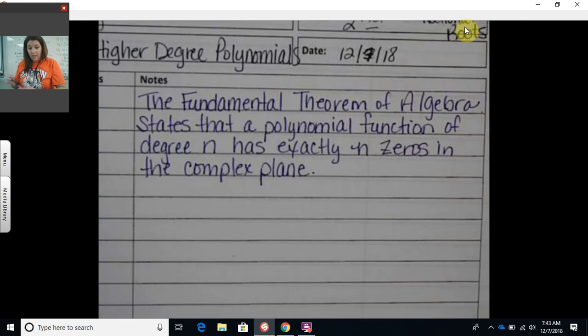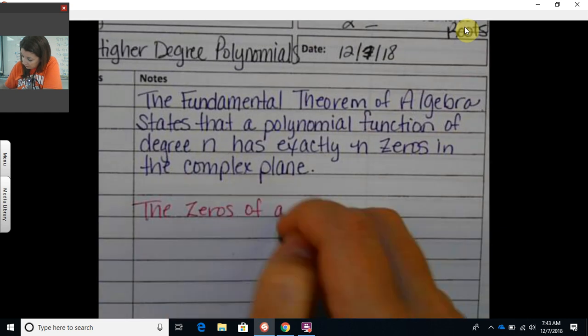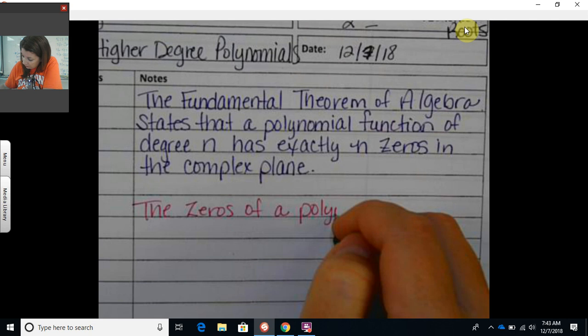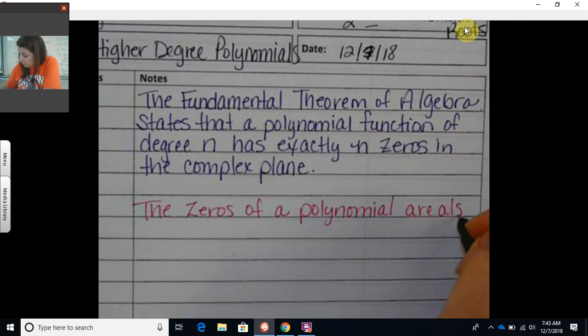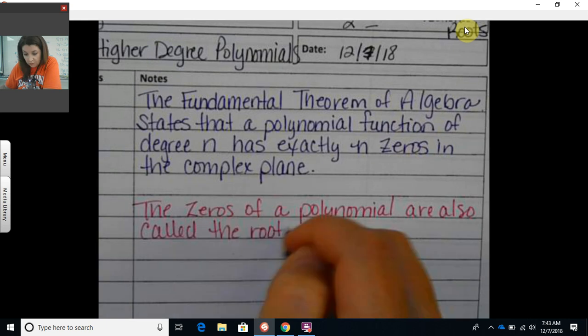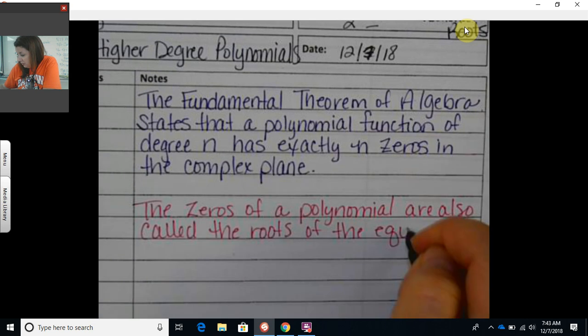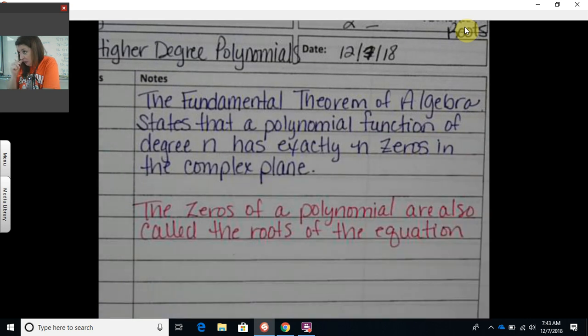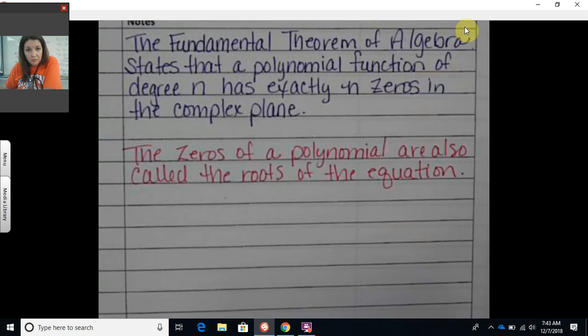The zeros of a polynomial are also called the roots of the equation, which we already knew. A lot of times you'll hear them say, what are the solutions? But remember, we also told you that they're also called roots and they're called zeros. It means the same thing.